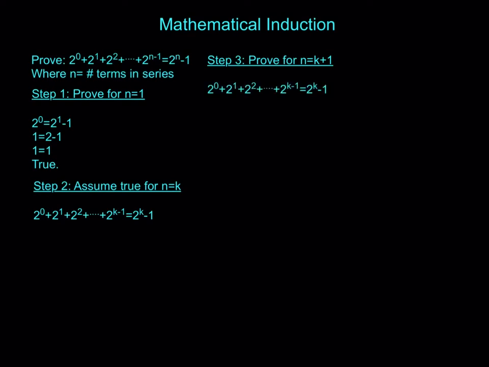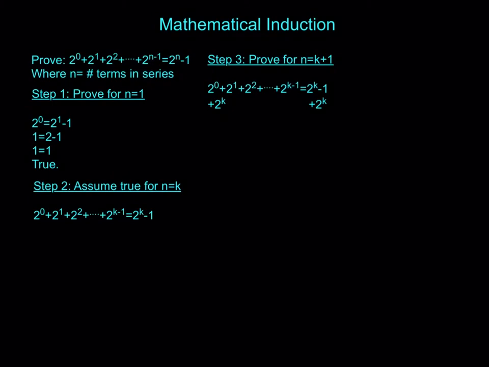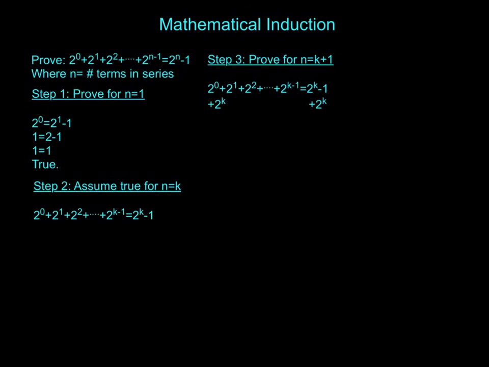So we're going to take what we already assumed in the last one, and we're going to try to work from there. Since we want to prove that this is true for n equals k plus 1, we're going to want to add another term to the series. And you can't just add it into the series without adding something to the other side. So we're going to add 2 to the k to both sides.